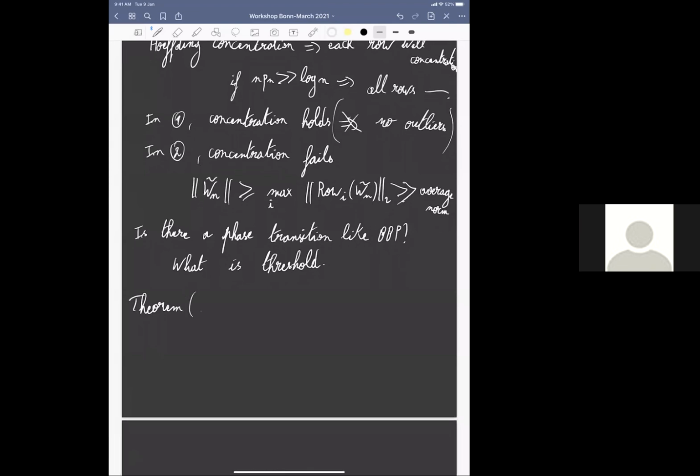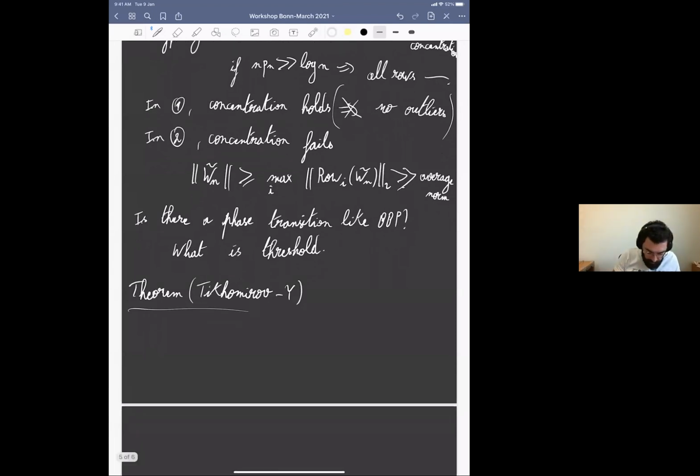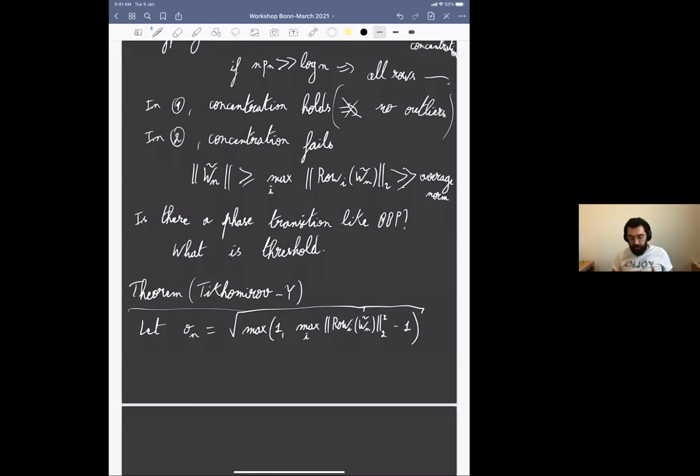So this theorem, which we proved, is the following. What we were able to do is completely characterize the norm. Let me set theta n to be the square root of the maximum between 1 and the gap between the maximum Euclidean norm of the rows and 1. Remember, 1 is the average. So I'm taking the maximum between the gap of the maximum Euclidean norm to the average and 1. Then what we showed is that the norm of W tilde n is actually equivalent to theta n plus 1 over theta n.